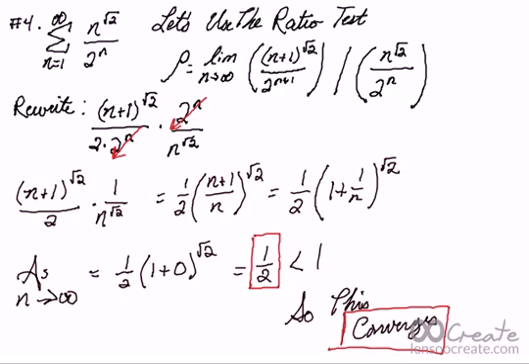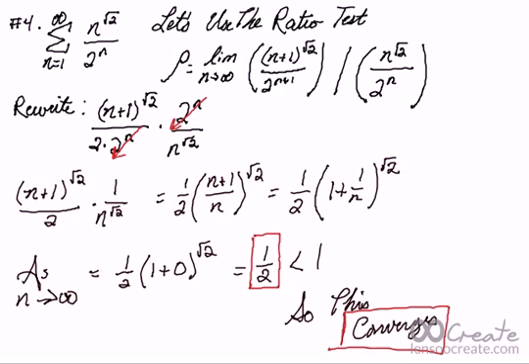What we can do is take the 1/2 out, and since n and n plus 1 are both raised to the square root of 2, we can just write that as a fraction all raised to the square root of 2. So that leaves us with 1/2 times (n plus 1 over n) to the square root of 2, which we want to rewrite as 1/2 times (1 plus 1 over n) raised to the square root of 2.